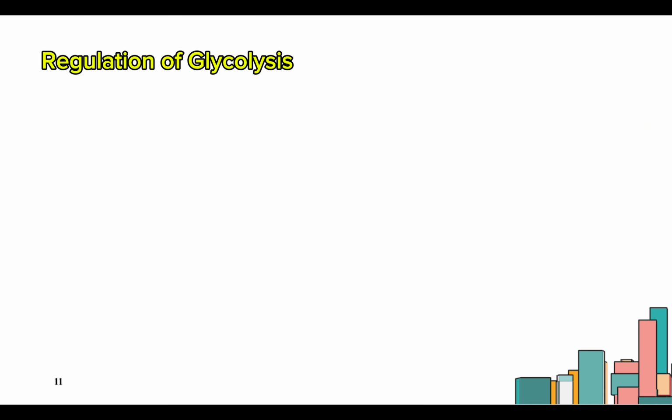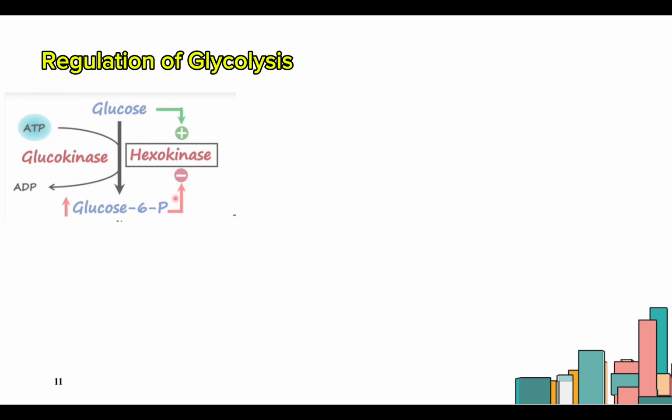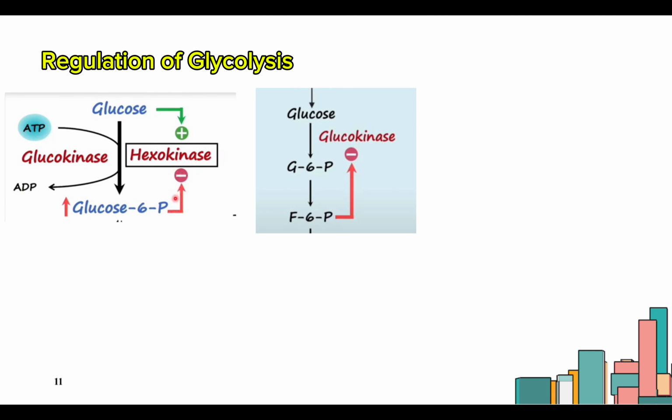Regulation of glycolysis. Key enzymes. Hexokinase is inhibited by glucose 6-phosphate. Phosphofructokinase 1 is activated by AMP and fructose 2,6-bisphosphate, and inhibited by ATP and citrate. Pyruvate kinase is activated by fructose 1,6-bisphosphate and inhibited by ATP, alanine, and phosphorylation.